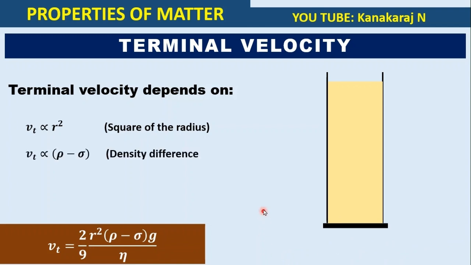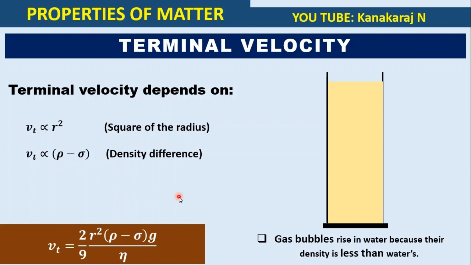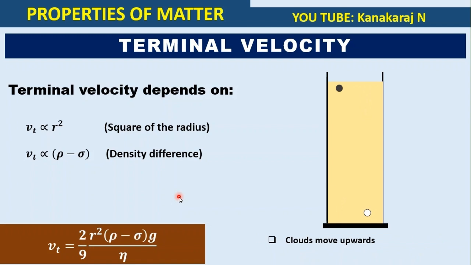The terminal velocity is proportional to the difference in density between the metal ball and the fluid. Gas bubbles rise in water because their density is less than water density. So, the bubble rises, the metal ball falls, because of the density difference between the object and the fluid. Clouds move upward due to similar principles.